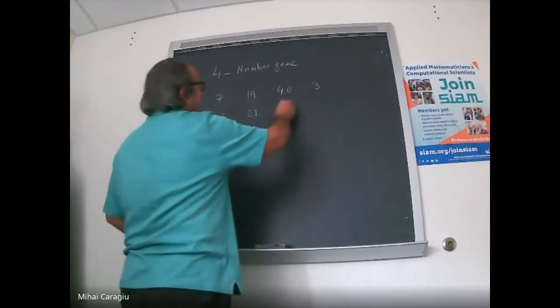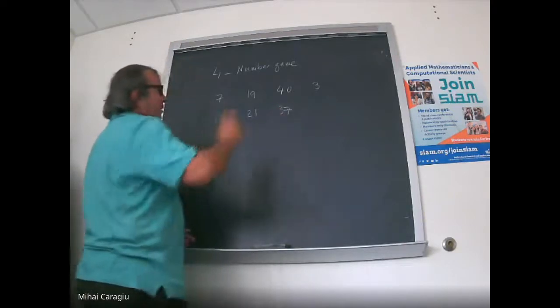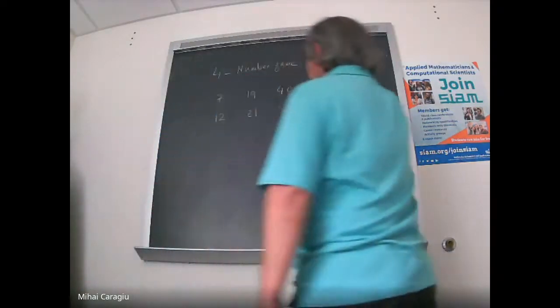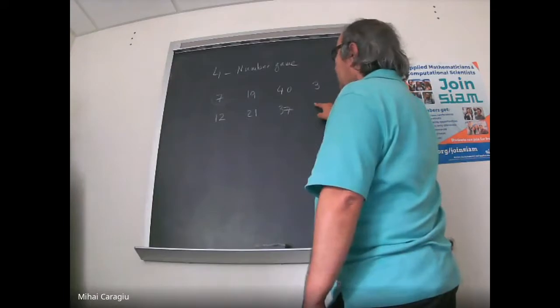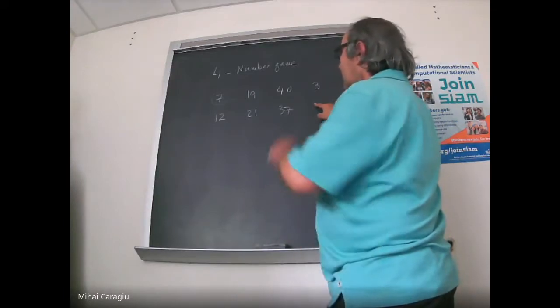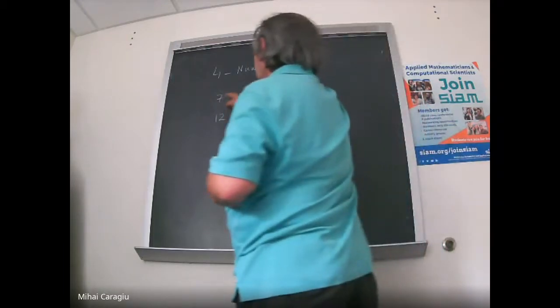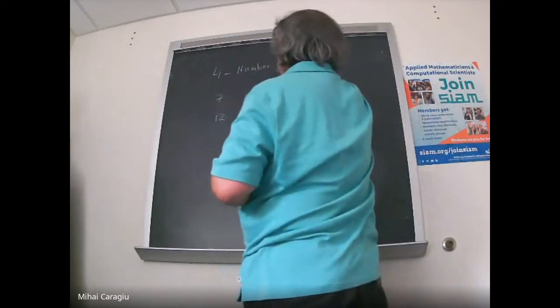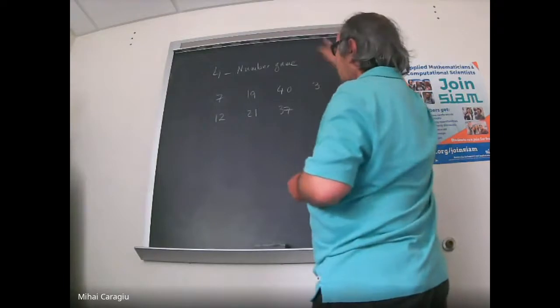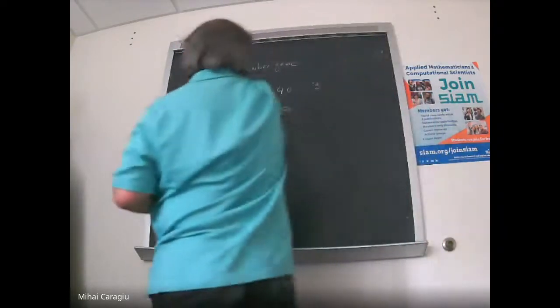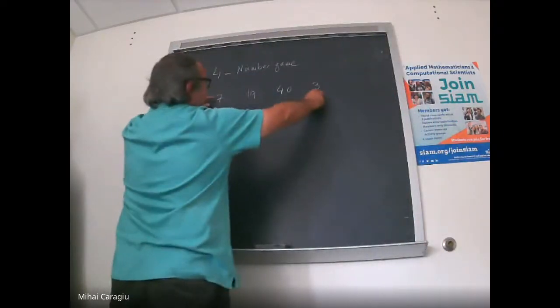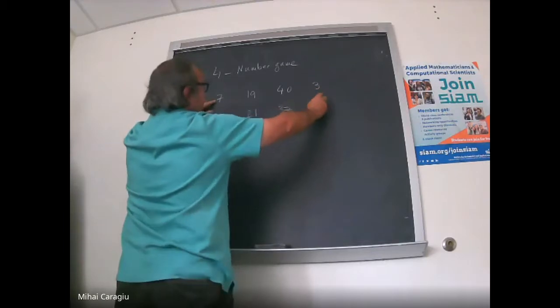Here we get 37. Now, when you get to the last one, the sequence of numbers is assumed to be wrapped around a circle. So to the right of 7 is 19, to the right of 19 is 40, to the right of 40 is 3, to the right of 3 is 7. So everything goes back to 7. So now, what do I put here? The absolute difference between 3 and 7, which is 4.